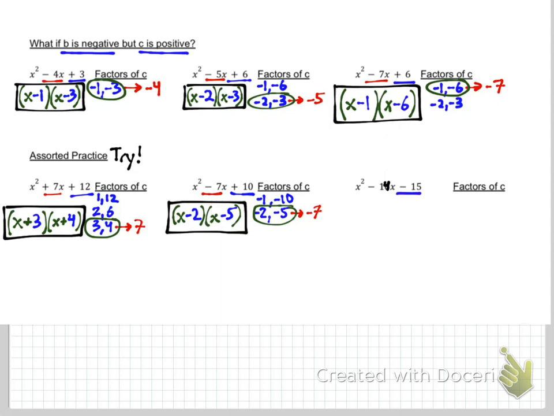For this last one, negative 15. So we need a positive and a negative. So negative 1, positive 15, or positive 1, negative 15. But there's also 3 and negative 5, and negative 3 and 5. Which of these add to negative 14? Well, the first set adds to positive 14. So be very careful. We need negative 14. So it's the second set, x plus 1, x minus 15.